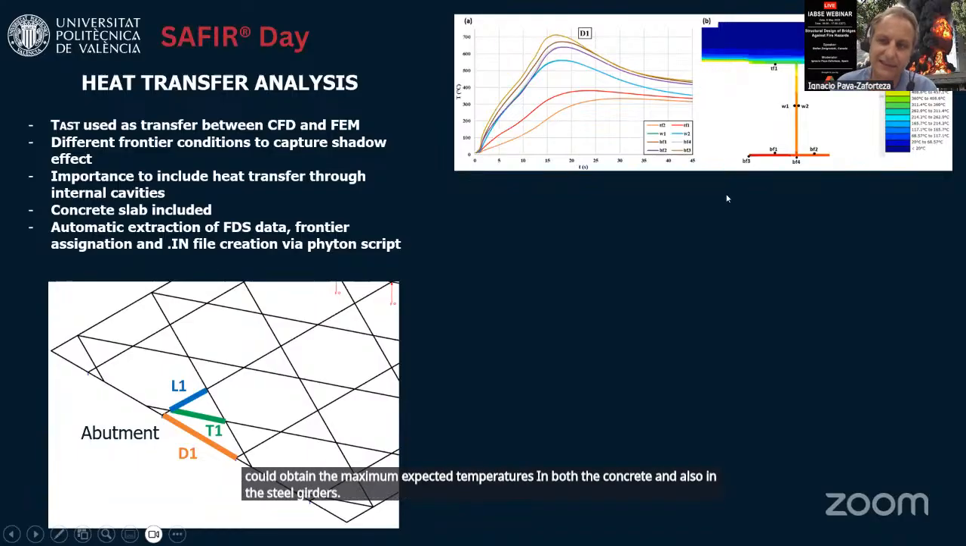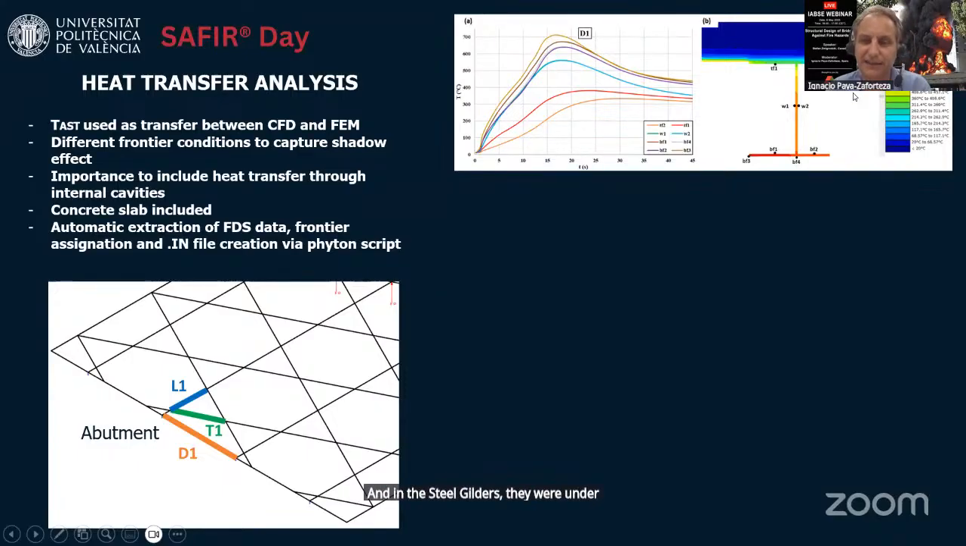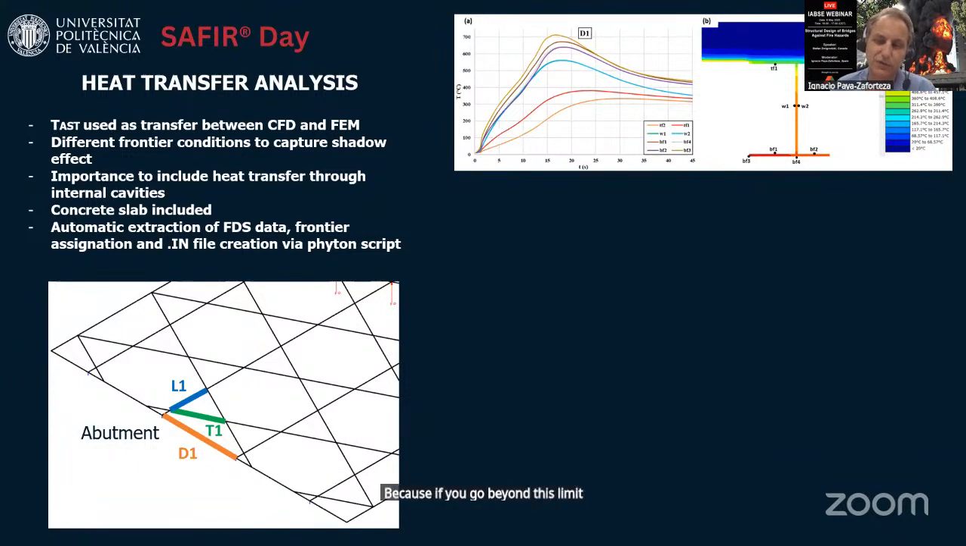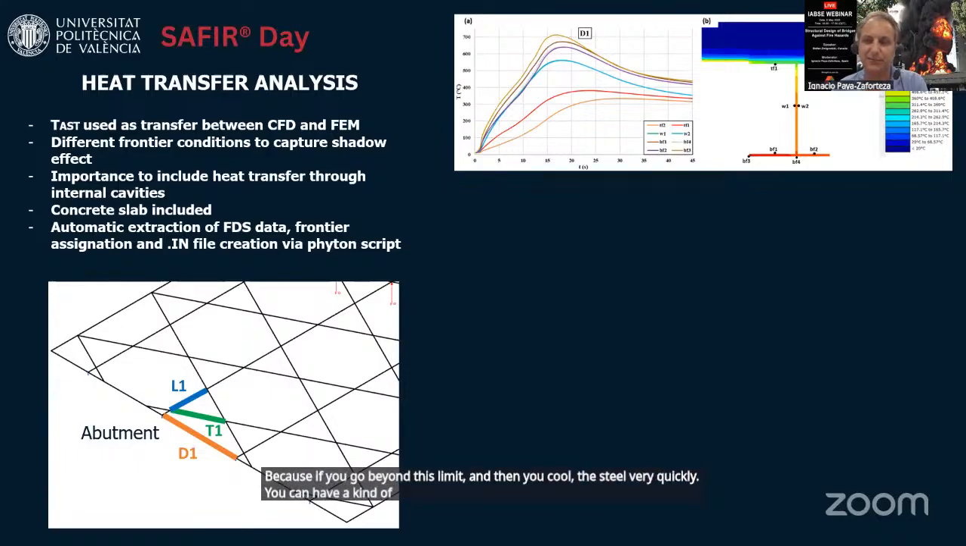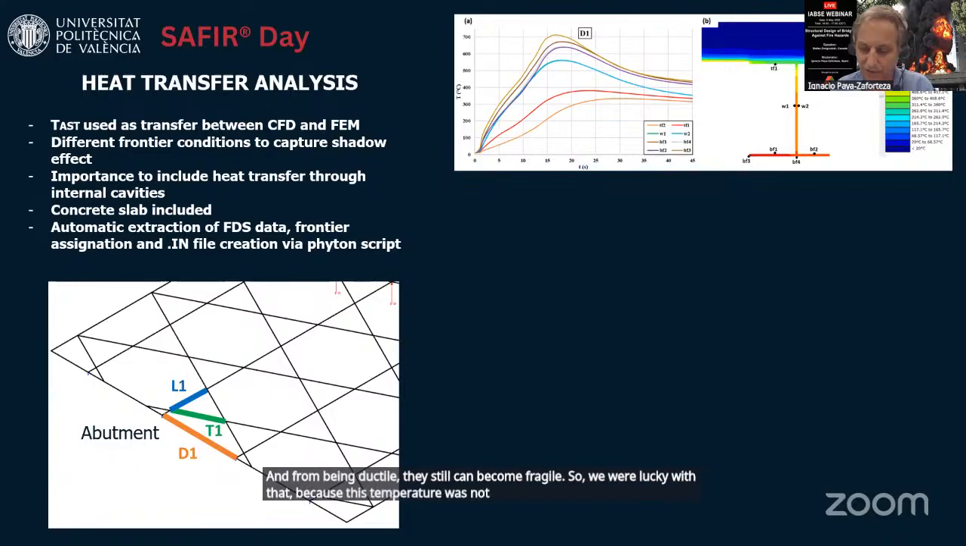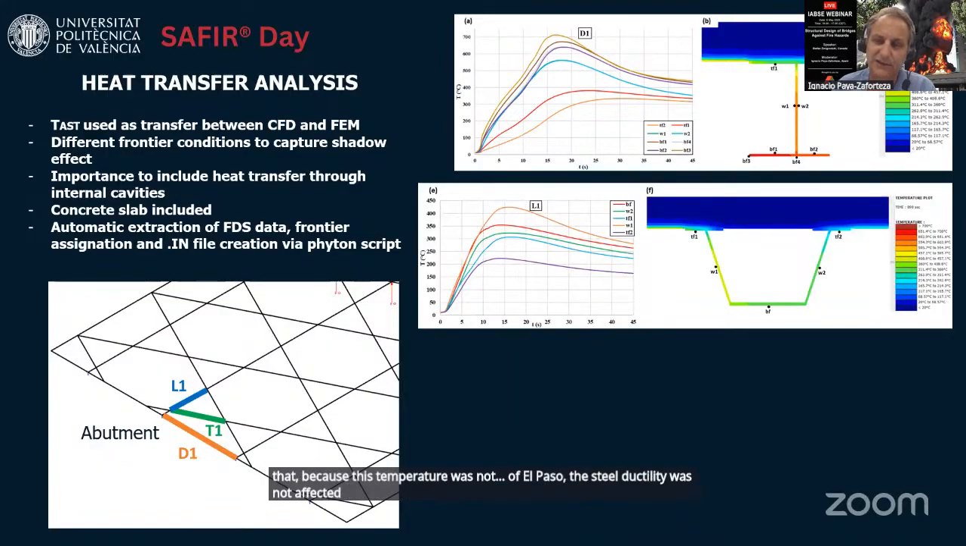In the steel girders, they were under 728 degrees, and this is an important limit because if you go beyond this limit and then you cool the steel very quickly, you can have a change in the microstructure of the steel, and from being ductile, the steel can become fragile. So we were lucky with that because this temperature was not overpassed, so the steel ductility was not affected, and this was also verified by the tests that were done with the samples taken from the bridge.